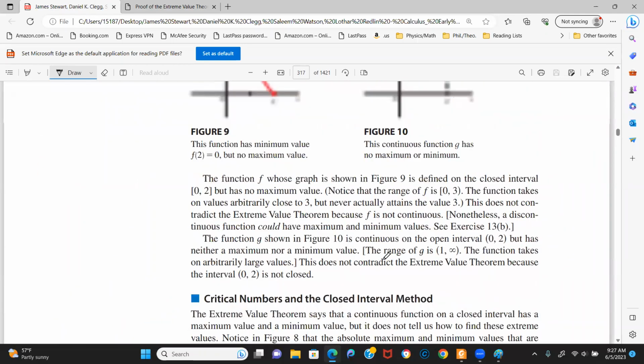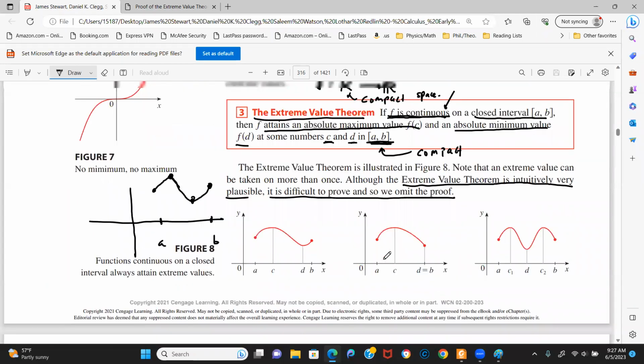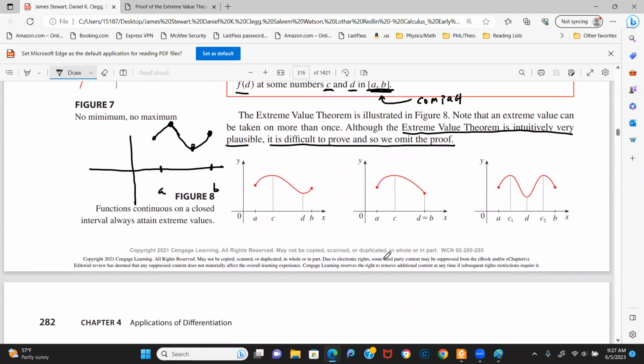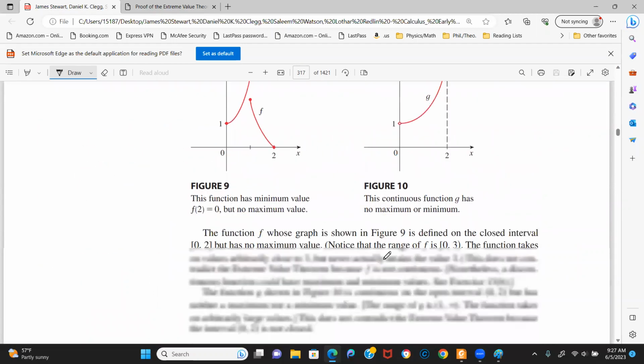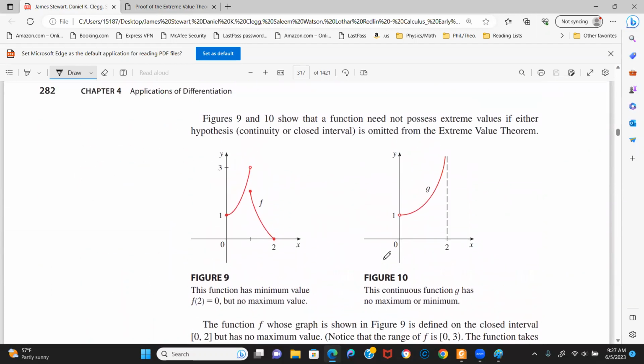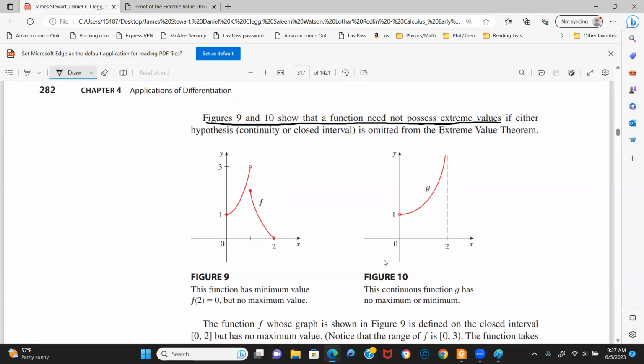We'll see some consequences of the extreme value theorem later. But now let's notice something. Here's an example illustrating how the extreme value theorem can fail. It says theorems 5, 9, and 10 show a function that need not possess extreme values if either the hypothesis that you are continuous or that your function is defined on a closed interval is omitted. So here we have a discontinuity at this point.